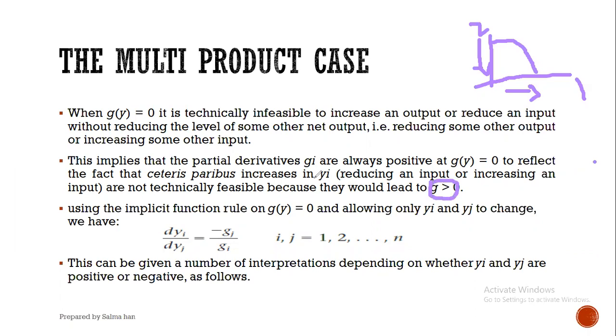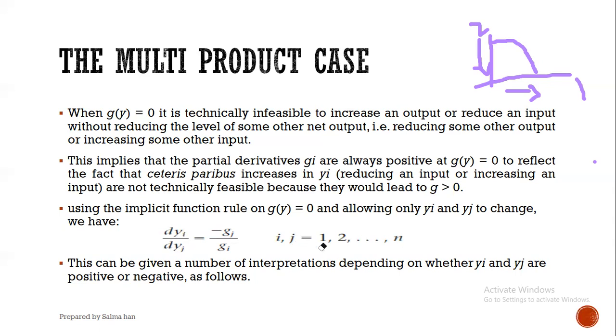If we increase the value of yi, for that we have to reduce the input, then what will happen is that the value of g will become greater than 0, which is a situation which we do not want. We want g to be equal to 0. Using the implicit function rule on g(y) equal to 0 and allowing only yi and yj to change, we will have dyi over dyj, the rate of change of yi with reference to the rate of change of yj, equal to the negative of the ratio gj divided by gi.